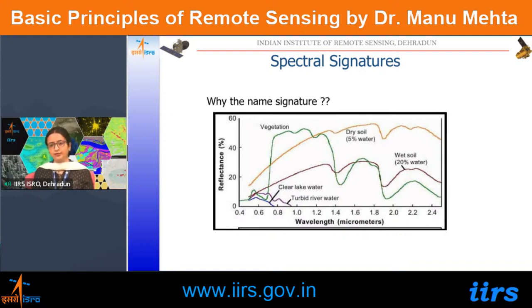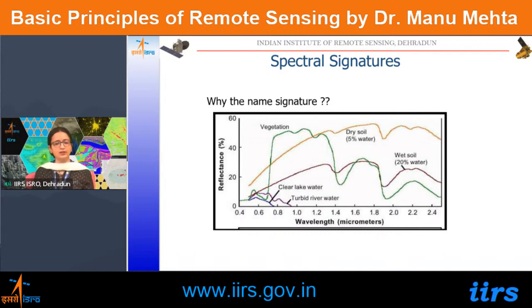The details of the spectral signatures of different objects will be covered in the forthcoming classes, where you will learn why vegetation has a very high reflectance in the near infrared range, why there are three major dips you can see in vegetation and in soil also, why water has very low reflectance in the shorter wavelength ranges, and then in the infrared range its reflectance is near zero. Why?